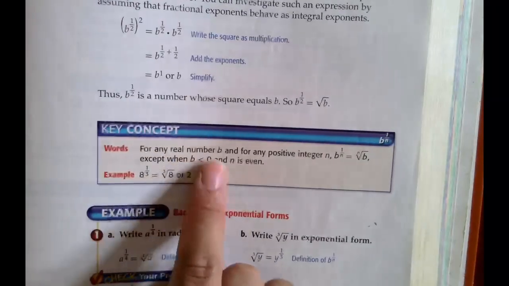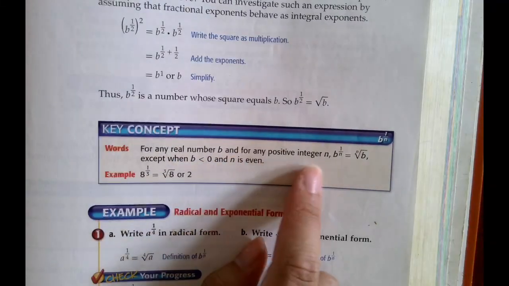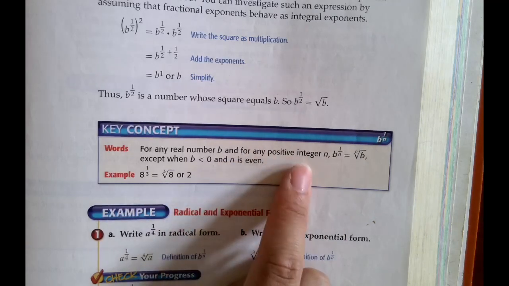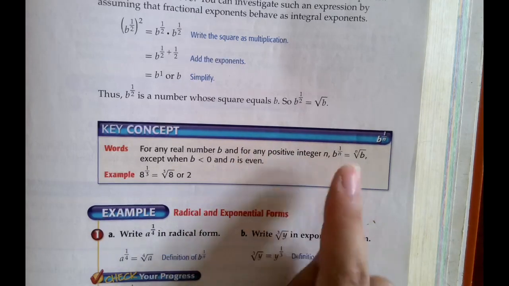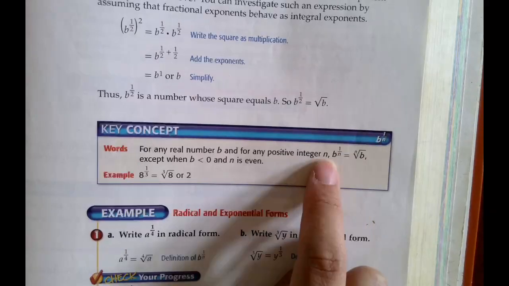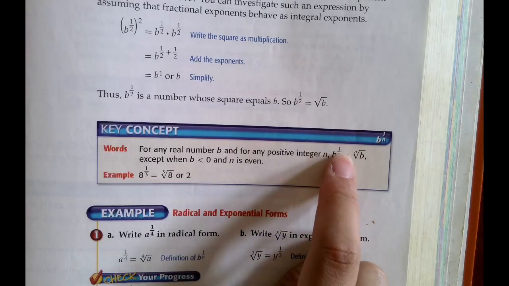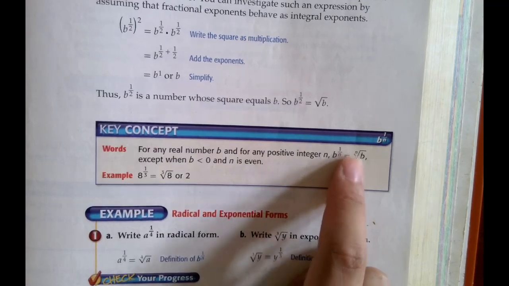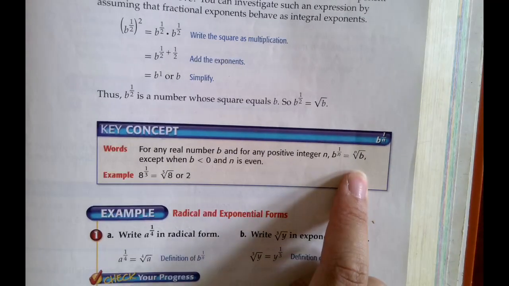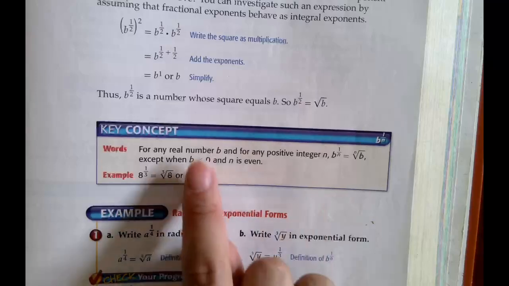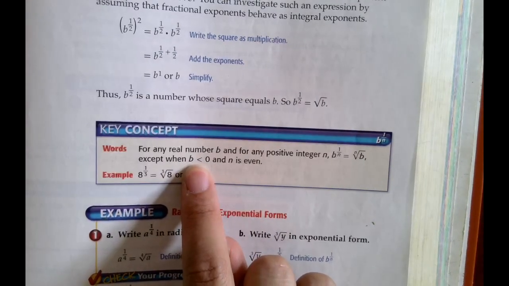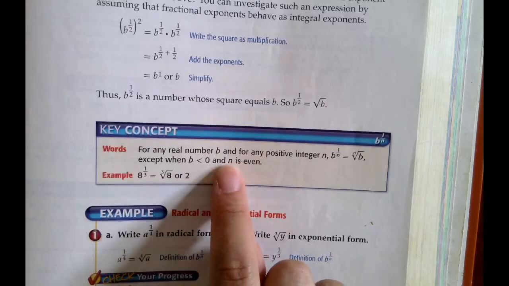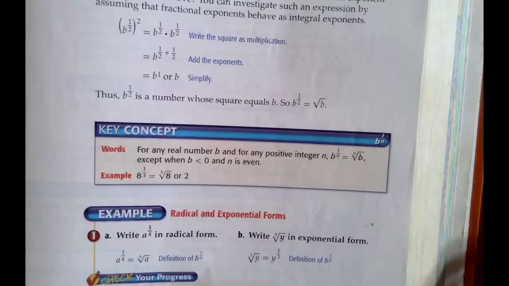So for any real number b, that's our base, or inside our radicand, and for any positive integer n, so it's a positive root, b to the 1 over n power equals the nth root of b, okay. The exceptions are when b is less than 0, so if our radicand is negative, and when n is even, because we know that is imaginary, okay.